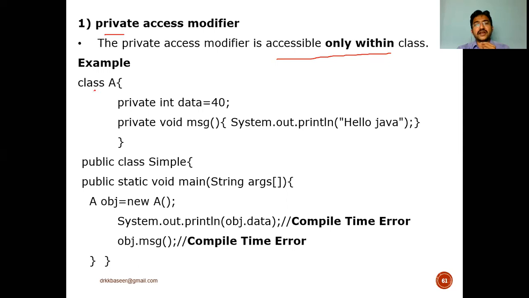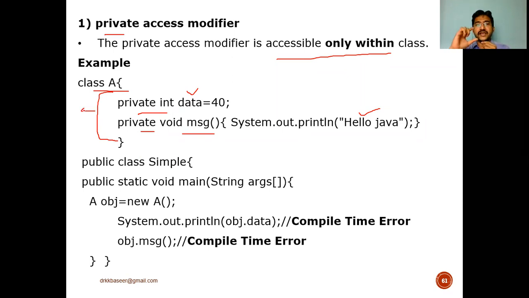I am creating a class called A, and I am creating a data member or instance variable called data. The access modifier of this one is private, and I am creating a method called MSG. The access modifier of this one is also private. It just displays the message "hello Java". Now this is the end of the class. So the scope of data and the scope of MSG is only up to this class A only.